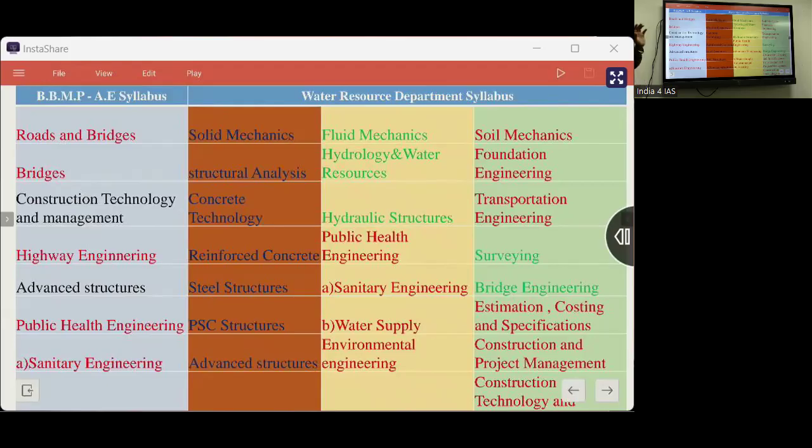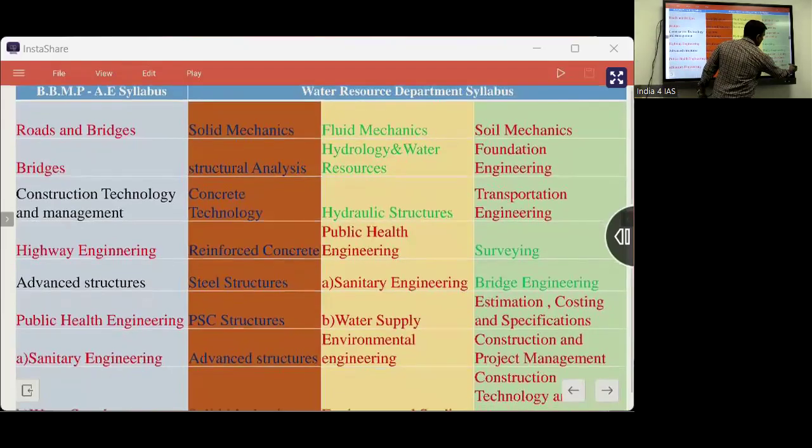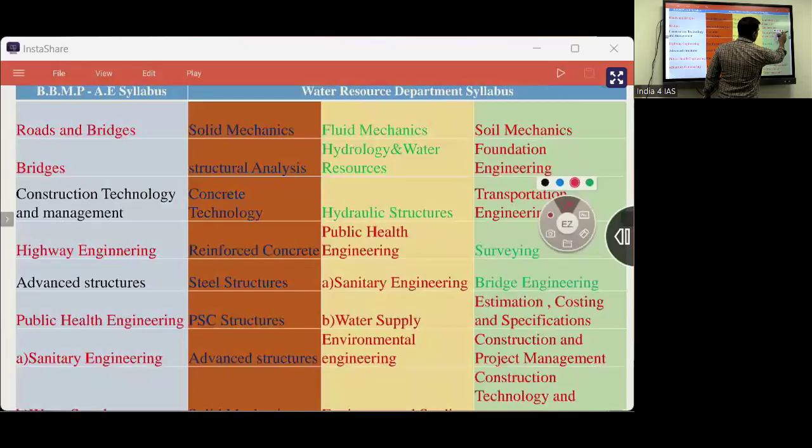The only problem, so you remember why a bridge is different from the regular structure. Next, after this syllabus, then construction technology and management, it's more or less construction and project management over there. Here, this part, okay, this part and this part, both are more or less the same.